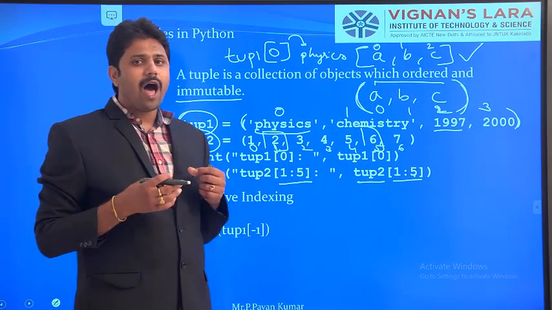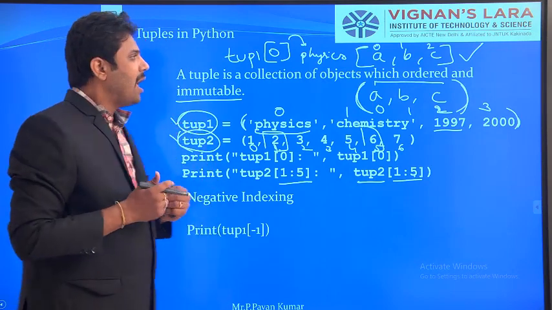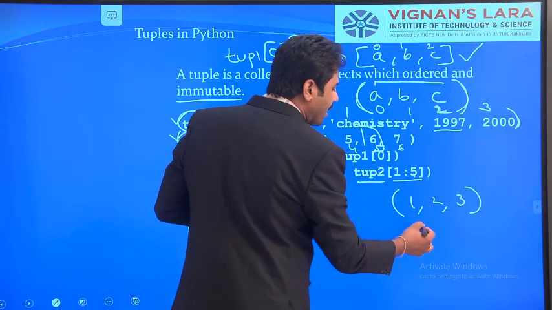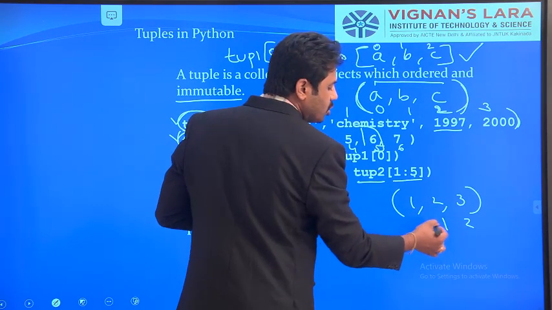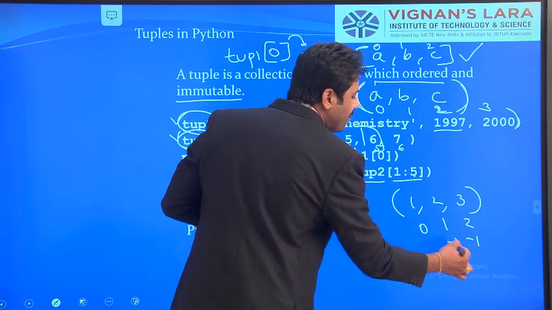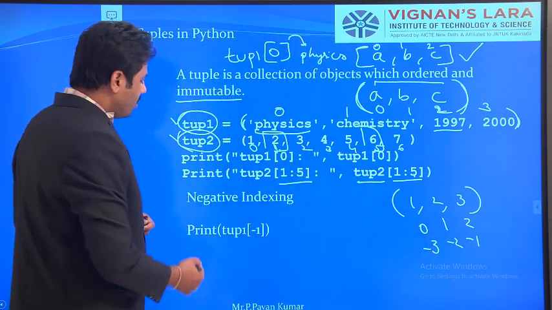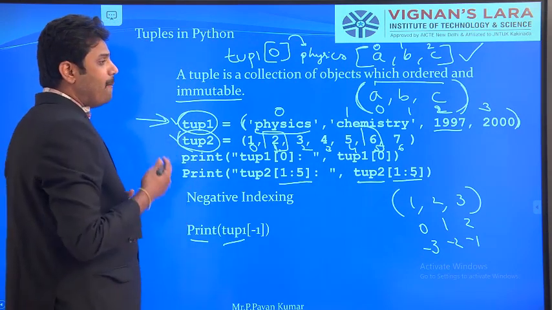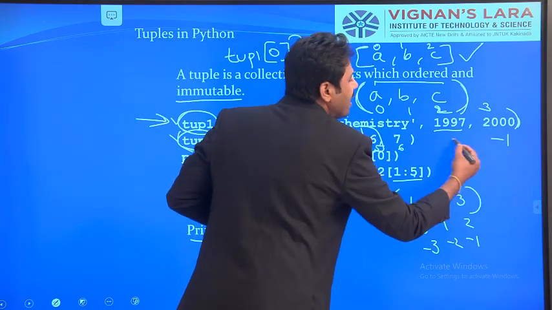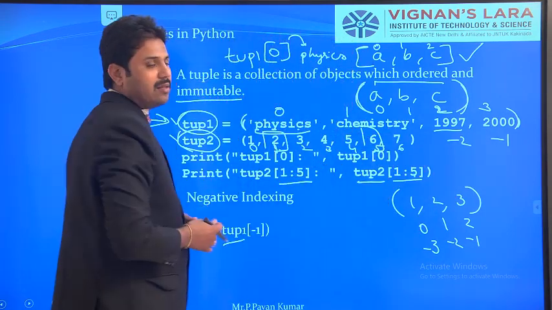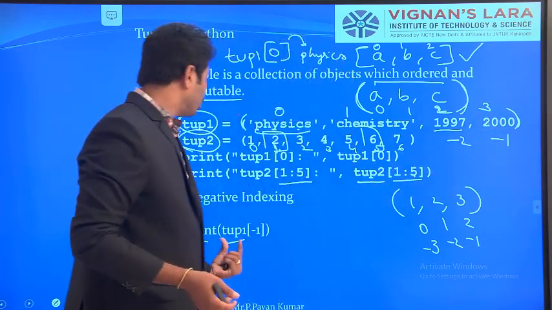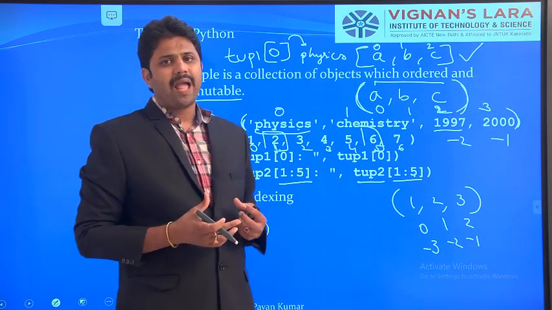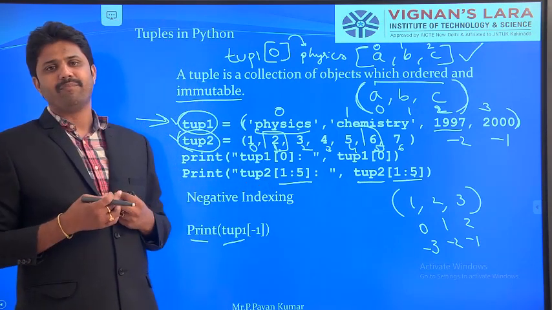And tuples also allow negative indexing. If you have a tuple like 1, 2, 3, you can represent positive indexing 0, 1, 2 and negative indexing -1, -2, -3. Print tuple 1 of -1. What is tuple 1? This is tuple 1. -1 means this is -1, -2, -3, -4 like this. That means the output for this is 2000. This is how to create a tuple and how to access information from the tuple.